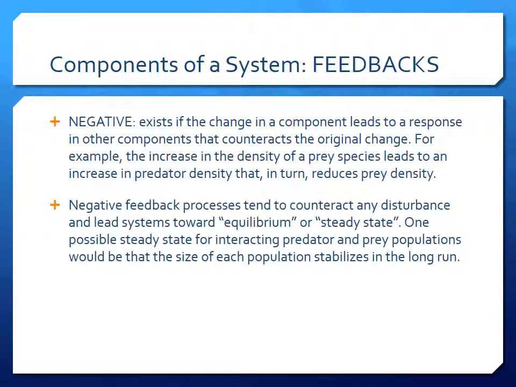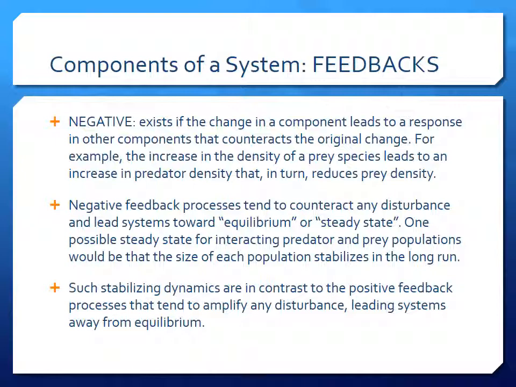So these negative feedbacks tend to counteract disturbances and lead systems towards what are called equilibrium or steady state. One possible steady state in the predator-prey example we were just referring to is that the size of each of these populations stabilizes in the long run, and then the system becomes sustainable. We'll look at that example also in more detail later on. And these stabilizing dynamics are in contrast to the positive feedbacks, which tend to drive the system away from equilibrium by amplifying disturbances.